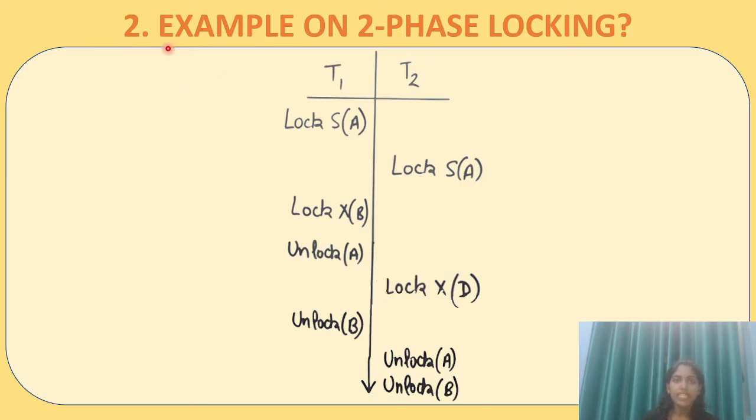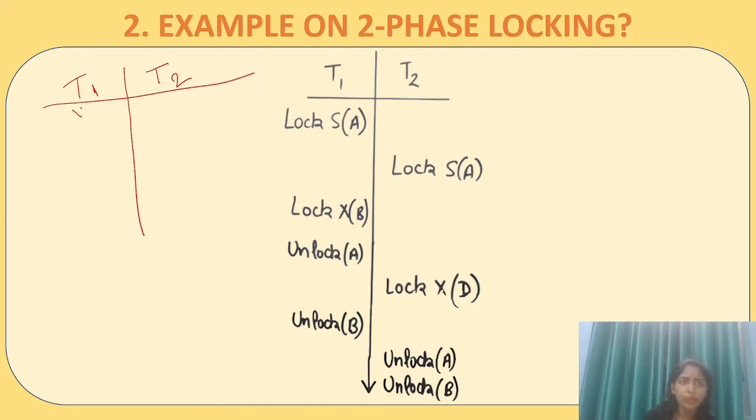So now we will see an example on two-phase locking. First, I will show you how the growing phase and shrinking phase are used. I have transactions T1 and T2, both executing simultaneously. That's why they are called concurrent transactions, because they are executing together.